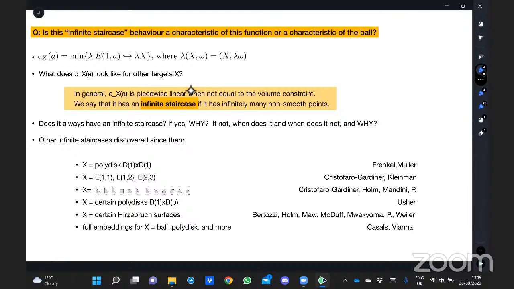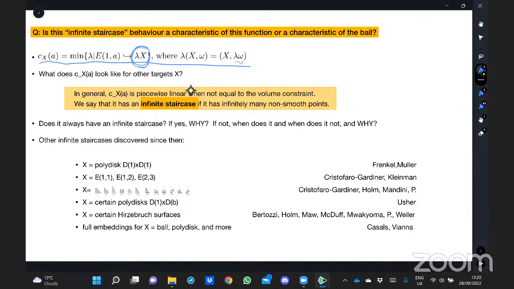Okay, so there's a couple of questions that come out of this. One of them is: is this infinite staircase behavior a characteristic of this function, or is it a characteristic of the target, the ball? Because you can define the same function, but replace the ball capacity lambda by a lambda scaling of some other symplectic manifold X, where by scaling I mean that I scaled the symplectic form. And then you can ask, okay, so what does this function look like for other targets other than the ball?